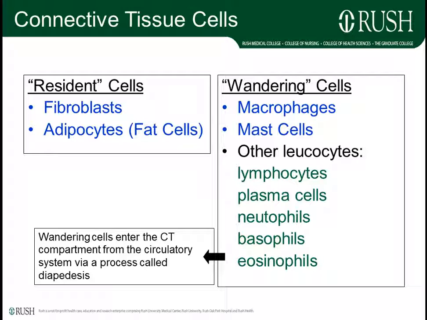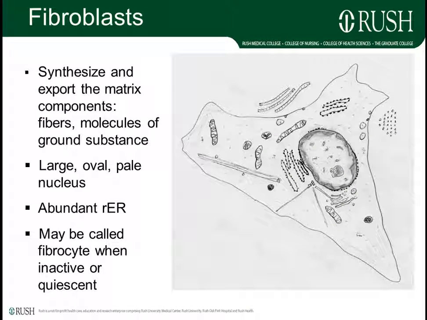So as I said before, there are 2 basic categories of connective tissue cells. You can see in blue are the ones we're going to look at in detail. There are other cells, of course, that are found in these connective tissue compartments, which will be discussed in detail at other times. So first, let's look at these resident cells. The first cell I want to talk about are the fibroblasts.